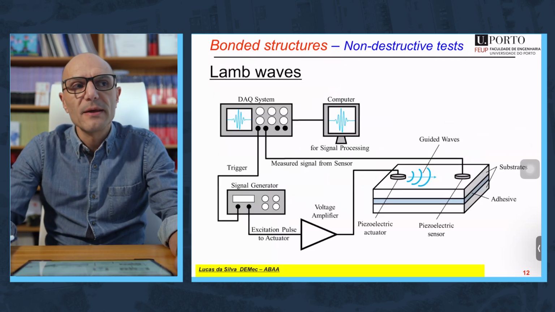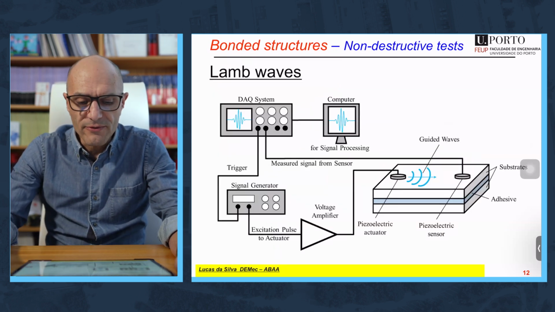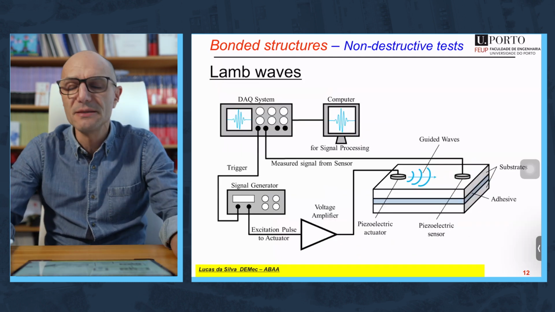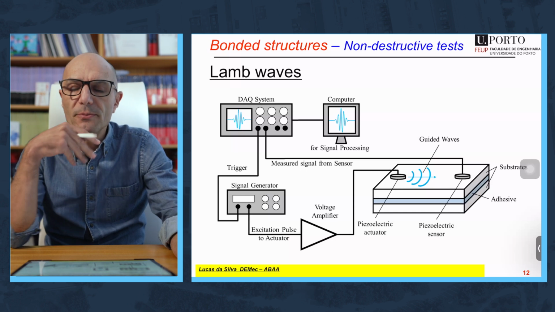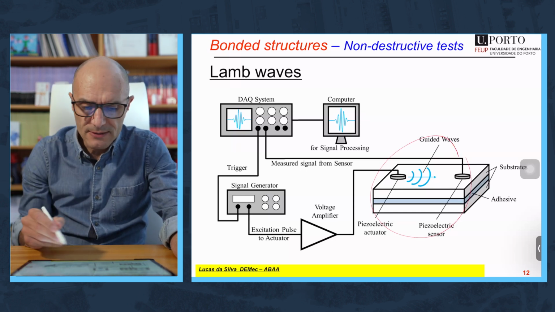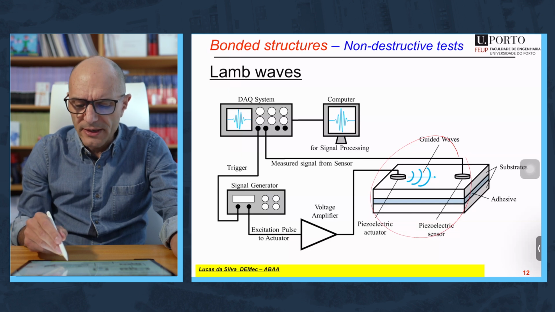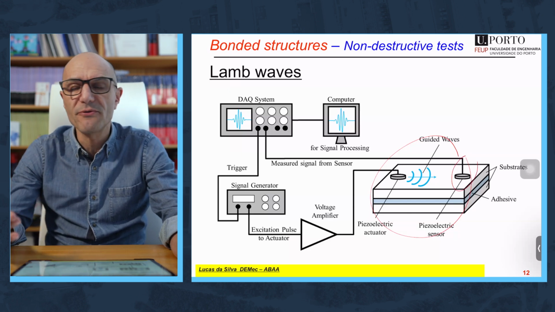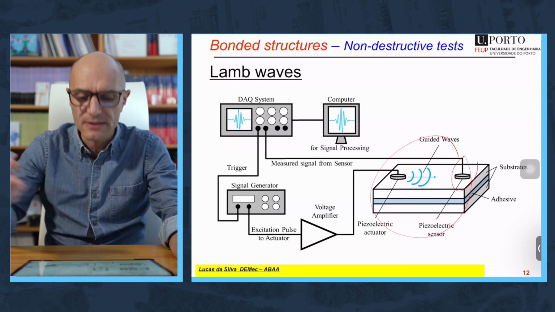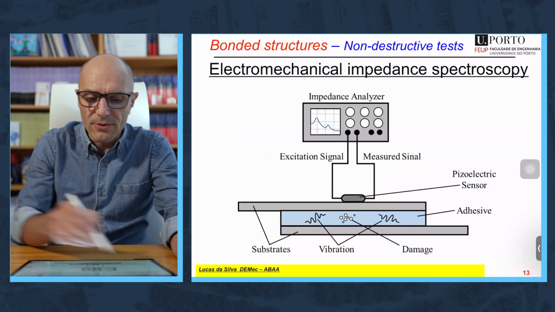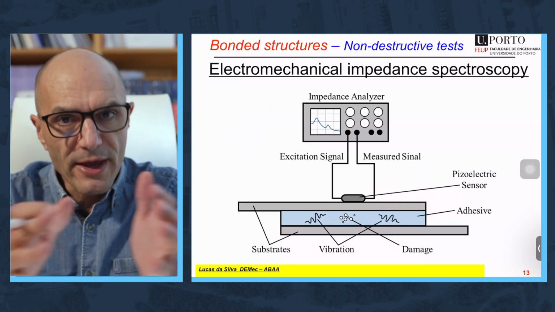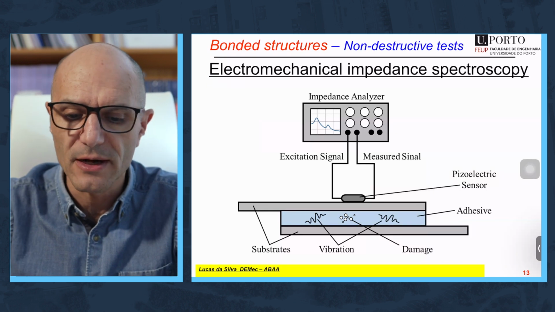You also have vibration tests. You have lamb waves and you have electromechanical impedance spectroscopy. They are very similar tests. So you put the specimen in vibration at very, very high frequencies. And when there is a defect, the response in terms of frequency will be different, and you can detect like this the presence of defects in your structure. EMIS or electromechanical impedance spectroscopy is very similar in principle, but the range of frequency covered is larger.